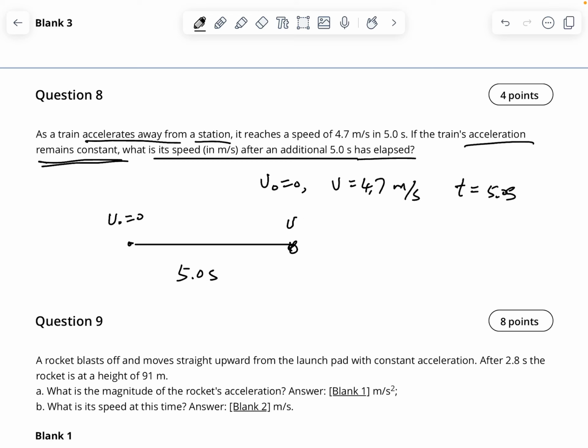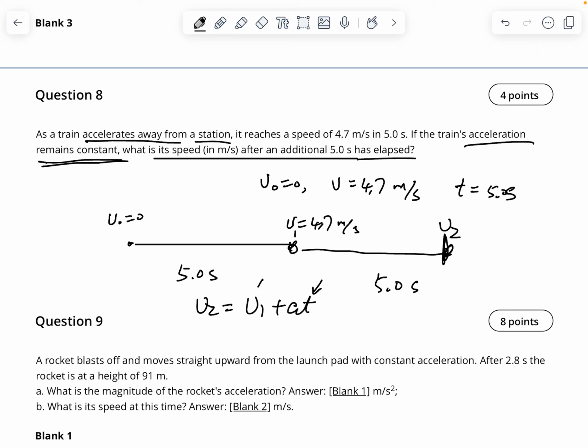You reach V equal to 4.5 meters per second, right? Ask you another 5.0 seconds later, what is your speed? All right, so we call this V1, V2. V2 equal to, because acceleration is constant, V1 plus AT, right? You know T, you know V1, you don't know A. So where do we get A?